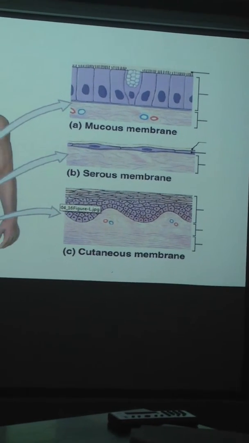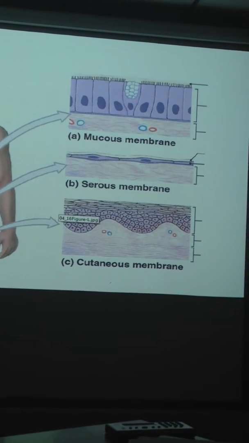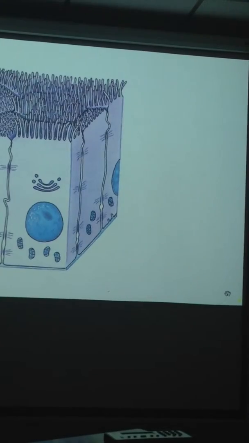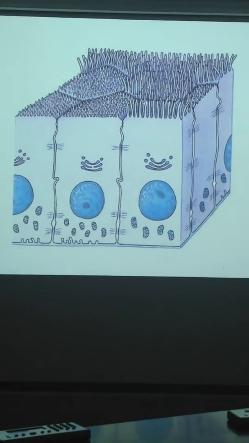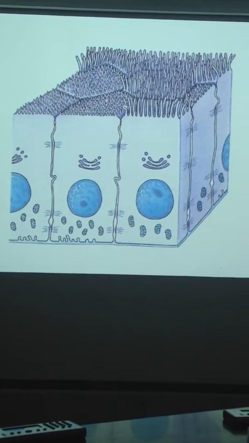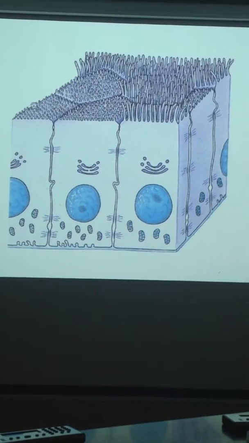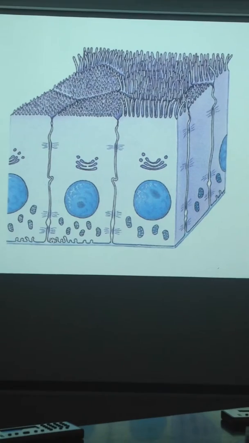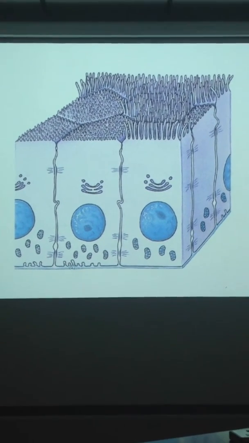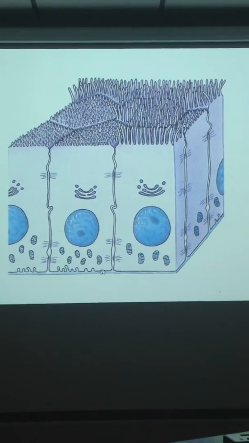Because you can't be stratified and simple, you're one or the other. On the right, these cellular extensions. Cilia. And on the left? Microvilli. And the name of the cell membrane at the bottom of the cell. Basal membrane.